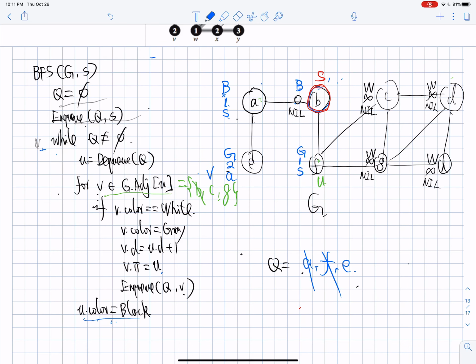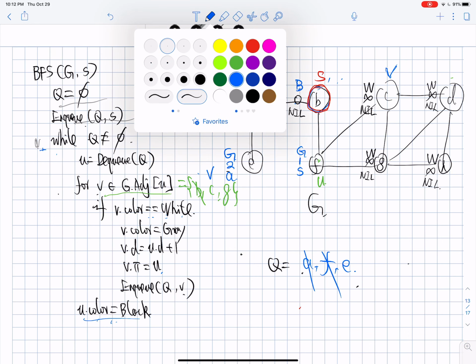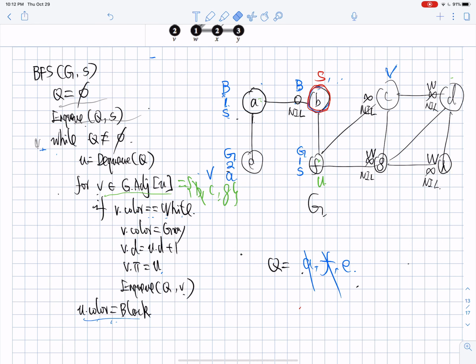So I'm going to put v right over here. Because its color is white, it passes the if statement, and then we're going to associate it with a gray color, and then we're going to set its distance as u.d plus 1. So u.d is 1, so plus 1 is 2, and then we're going to assign u, which is F, as its parent. So its parent is F. And then we do enqueue. Okay, so C goes to the queue, and then we finish this iteration.